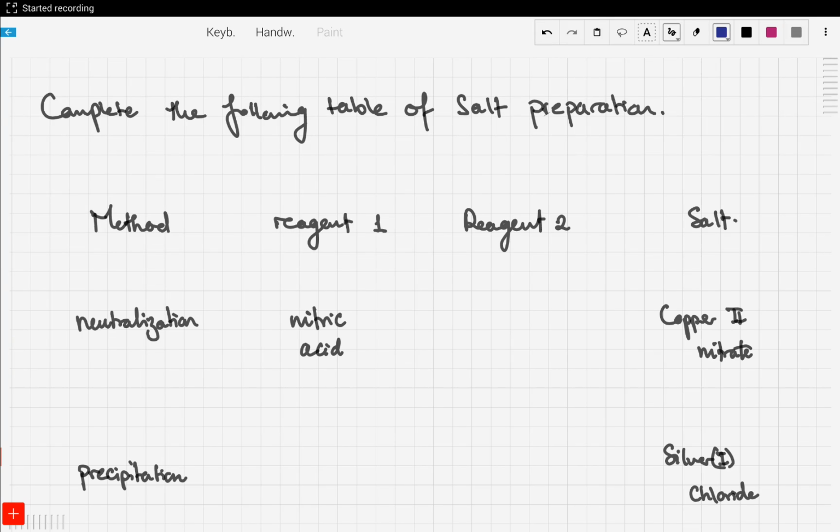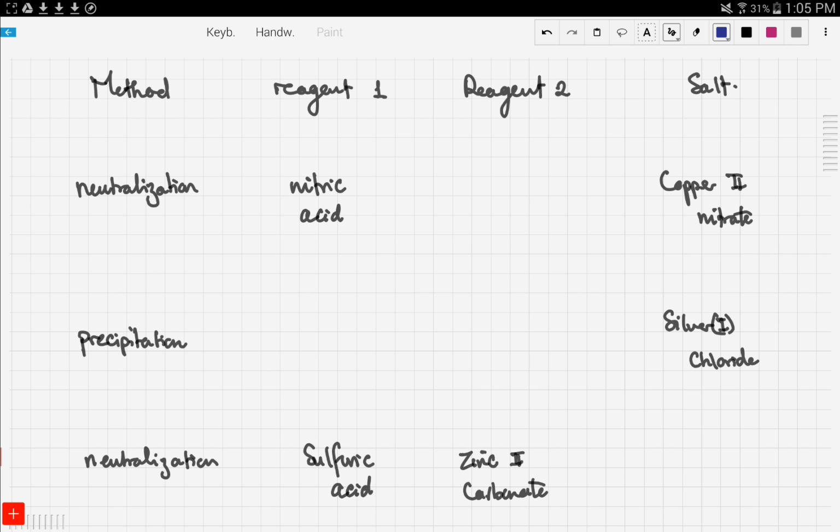So now it's time to solve a past paper example regarding acids and bases and neutralization reactions and how do we test on all those stuff. So let's begin. The question says, complete the following table of salt preparation. This is a table right here, and it gives you a method, reagent 1, reagent 2, and a salt. There's neutralization, precipitation, and neutralization again, and you have to fill in the blanks right here.